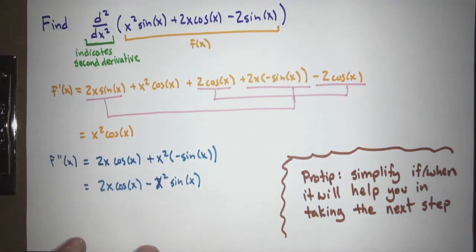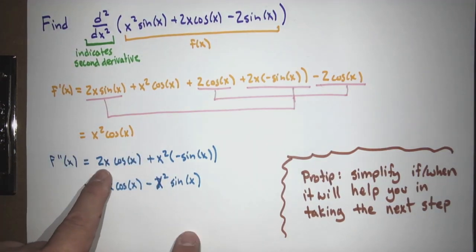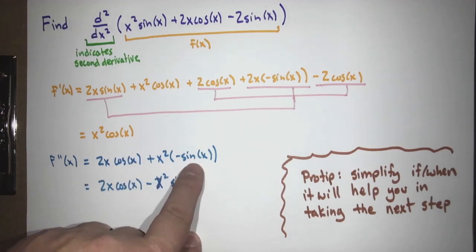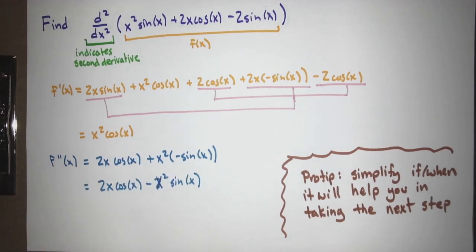Now take the derivative again, product rule. Derivative of the first times the second plus the first times the derivative of the second. All right, good.